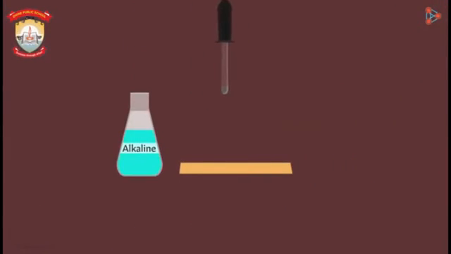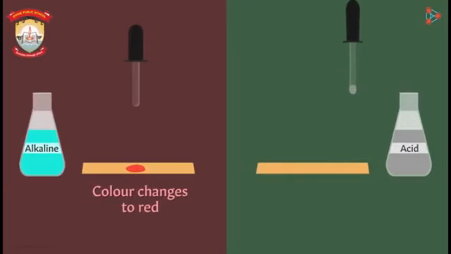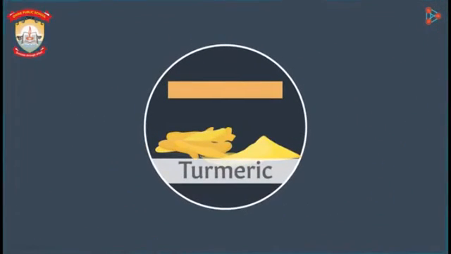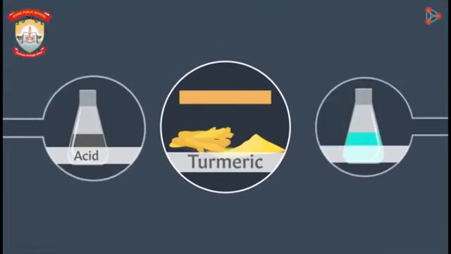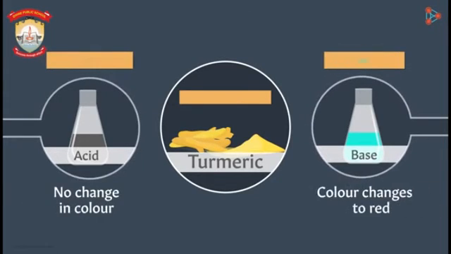Yes, alkaline substances or solutions turn turmeric into a red color. The more basic the nature, the brighter the red color will be. And what about acids? Acids show no color change when tested with turmeric. The color of turmeric, which is yellow, remains unchanged. The solution remains unaffected. That is how turmeric helps to differentiate between acids and bases. Acids remain unaffected while basic solutions turn red.